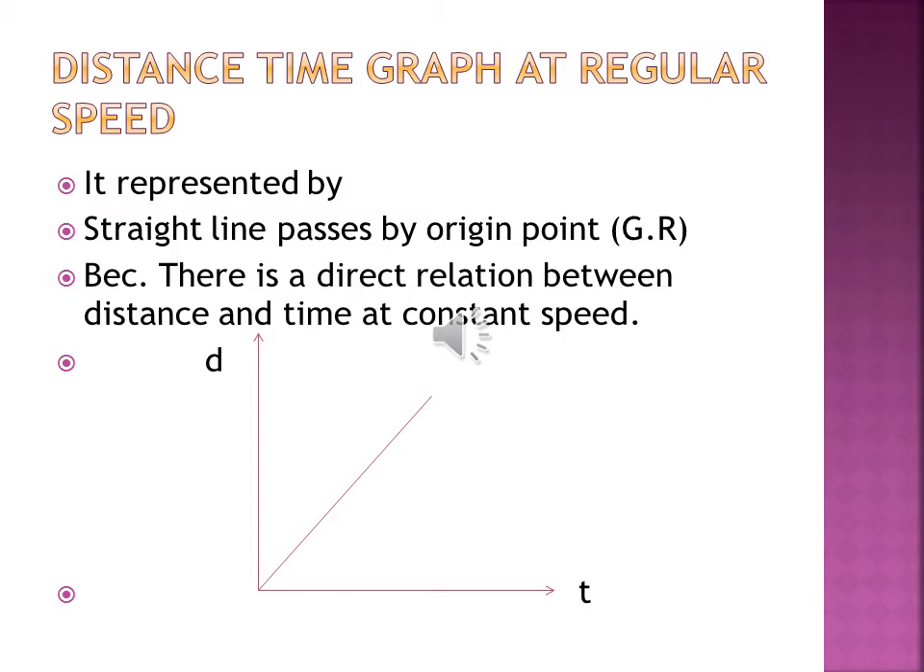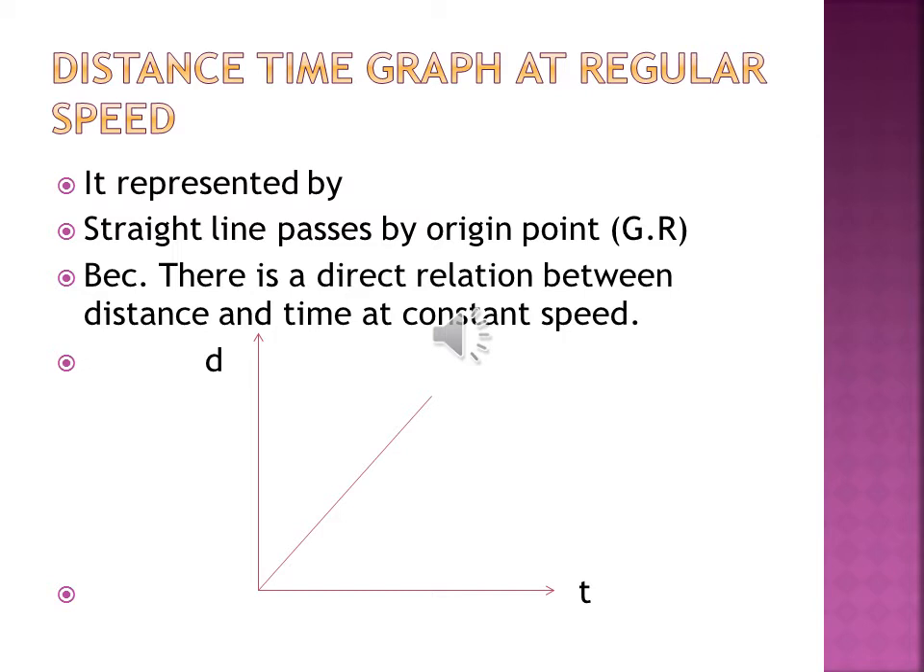Here we have a question: complete. Distance time graph represented by, you must describe the line. This line is a straight line passing through the origin point, 0 and 0. Okay, give reason. Why do we draw this graph like this? Because there is a direct relation between distance and time at constant speed.